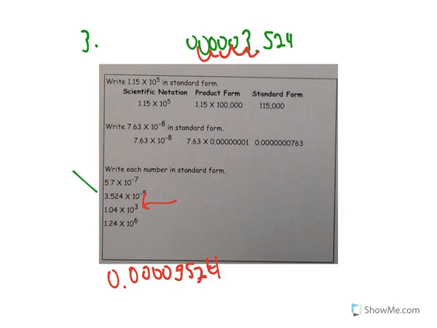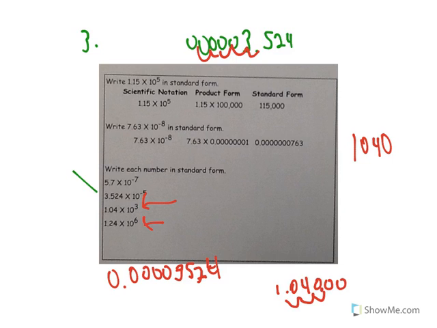So for this one here, it's just going to be 1.04. Put a few zeros over here. Move the decimal point 3 spaces to the right because it's positive. So 1, 2, 3. So my final answer is going to actually be 1,040. Because I don't have to worry about the extra zeros there. Just my decimal point is going to be right there.